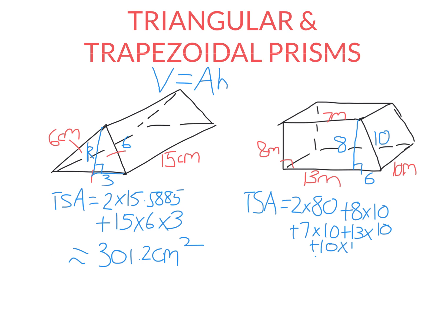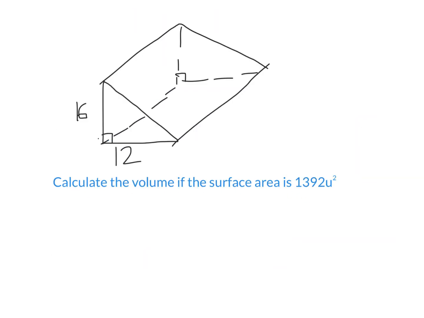So we have just added up the area of the 2 trapeziums and the area of the 4 rectangles. So putting that on the calculator, we get exactly 540, and this will be meters squared, and we're done. All right, let's now look at a harder problem. So here we're told to calculate the volume if the surface area is 1392 units squared.